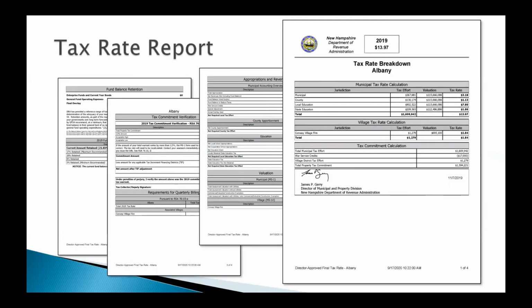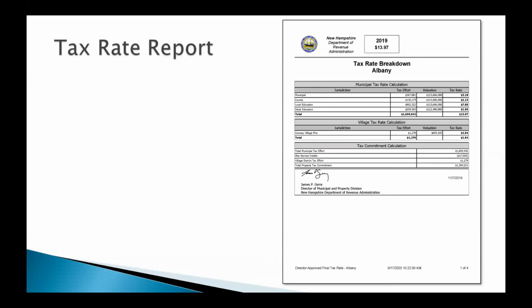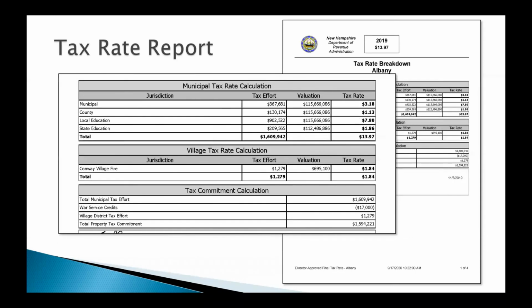So we have the report here. You'll know that the report is finalized when it looks nice and clean like this, and it will have the director's signature on the front page there. So let's just take a look at the tax rate report here in a little bit more detail. So you have your first page here. This is going to give you an overview of your municipal tax rates, your village rates, and a little bit about your tax commitment. So good detail here on the front of the tax rate report.